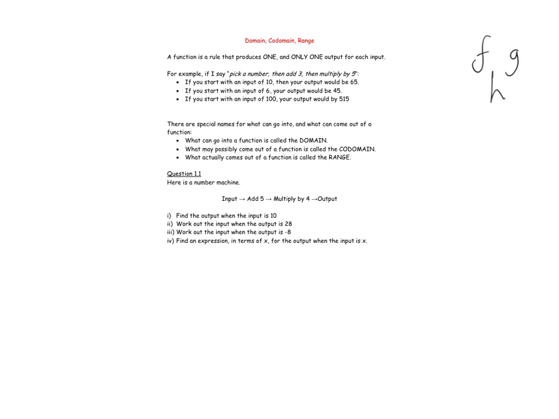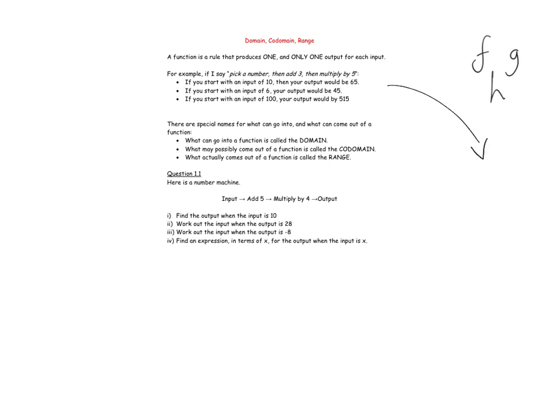So the best way to look at it is if you think of it in English to start with. So for example, here we have, if I say, pick a number, then add 3, then multiply by 5. So if you start with the input 10, then your output would be 65. If you start with the input 6, your output would be 45. And if you start with the input of 100, your output would be 515.